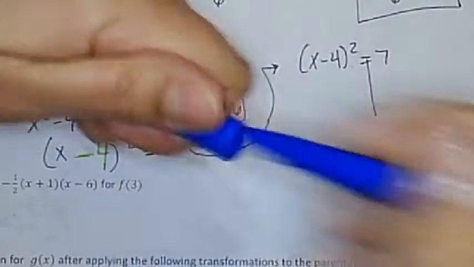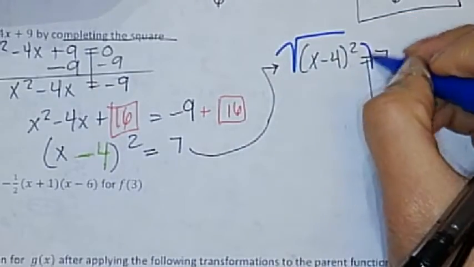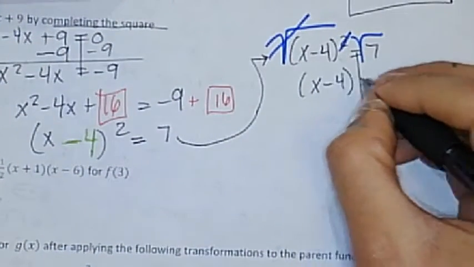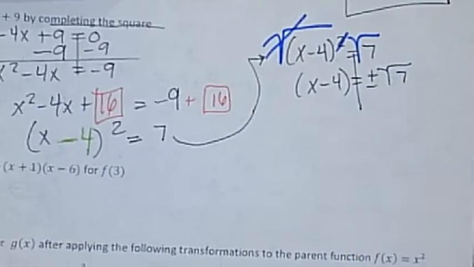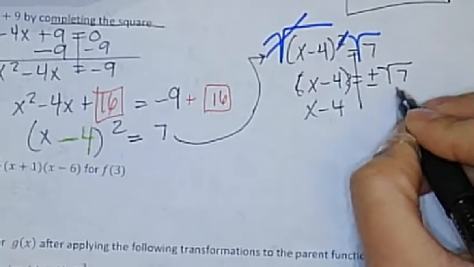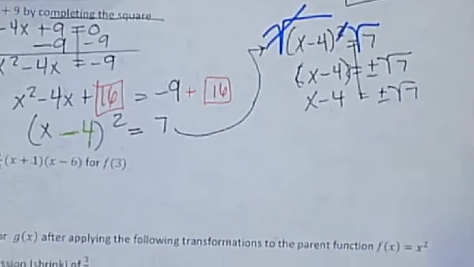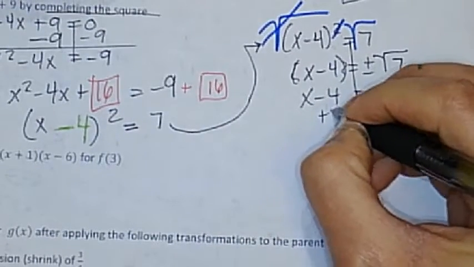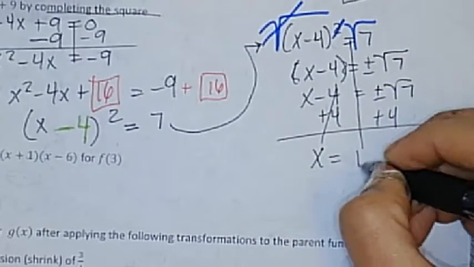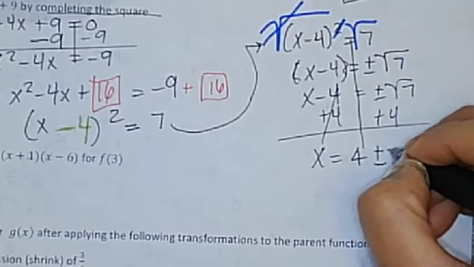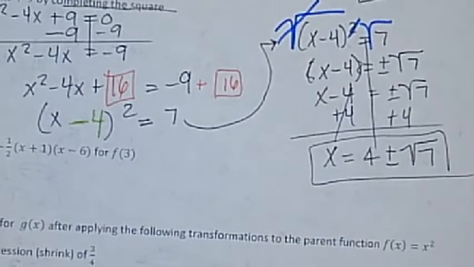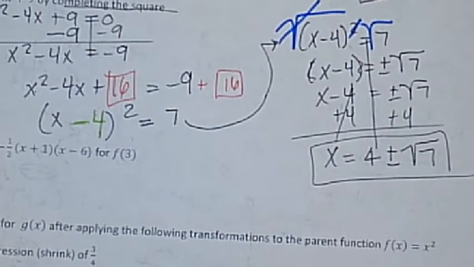So the next step would be square root. That cancels out. X minus 4 equals plus or minus the square root of 7. You don't have to put the parentheses anymore. Okay. And then we'll do plus 4, plus 4. X equals 4 plus or minus the square root of 7. So those are your two solutions. Okay?